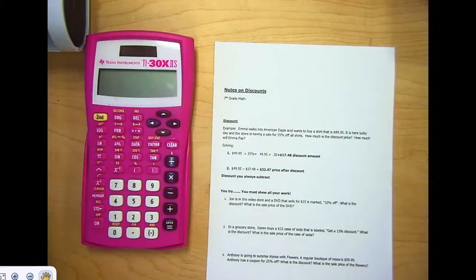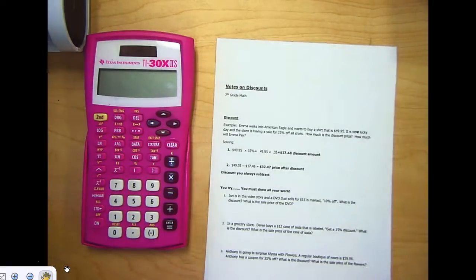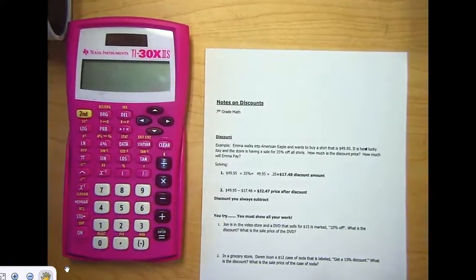So let's take a look at the notes. Example, Emma walks into American Eagle and wants to buy a shirt for $49.95. It is her lucky day, and the store is having a sale for 35% off all shirts. How much is the discounted price? How much will Emma pay?